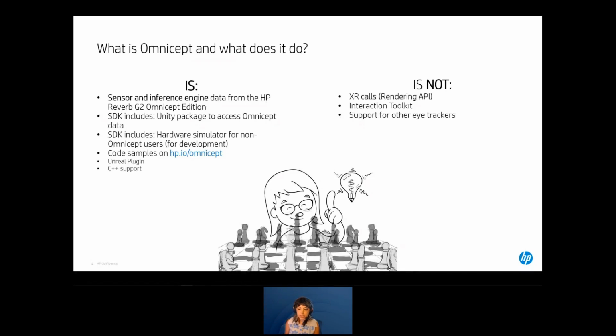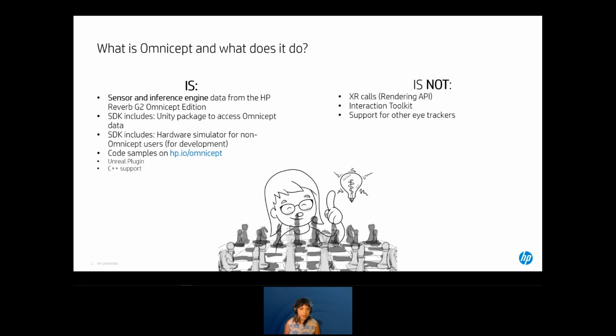There's an SDK that comes with Omnicept headsets that enables users to gain access to those sensors and inference engine data. So we have a Unity package. You import a Unity package, and then you're able to communicate to those sensors on the headset. And we'll talk more about that as we go on in the presentation. The Omnicept SDK also includes a hardware simulator. So those of you who don't win the headset and don't yet have one, you can still download the SDK, and you'd use the hardware simulator as a way to communicate sensor events to your game or to your application that you're making in Unity.